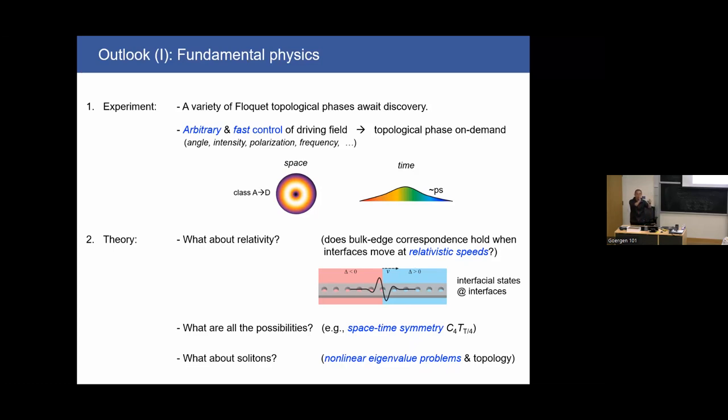Now, so far, everything that has been studied is when the interface is static, it's not moving, or if it's moving very slowly. Of course, the interfacial state will keep up. However, you can ask the question, what's the speed limit of this interface when it moves? And what's the speed limit of the interfacial state?